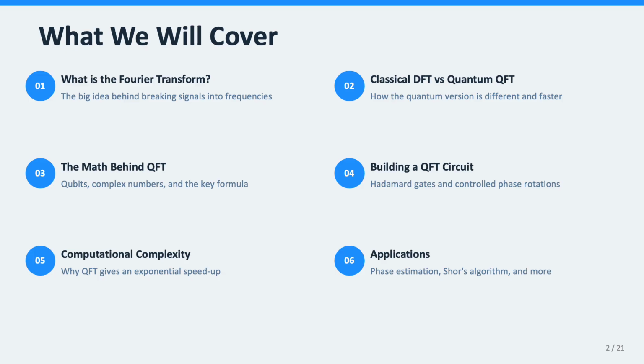instead of ordinary numbers. By the end of this module, you will know what QFT is, how it is built from basic quantum gates, why it is so much faster than its classical cousin, and how algorithms like Shor's famous factoring algorithm use it to solve problems that would take a classical computer longer than the age of the universe to crack.